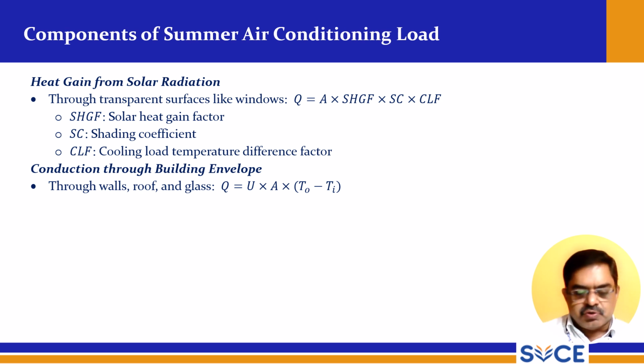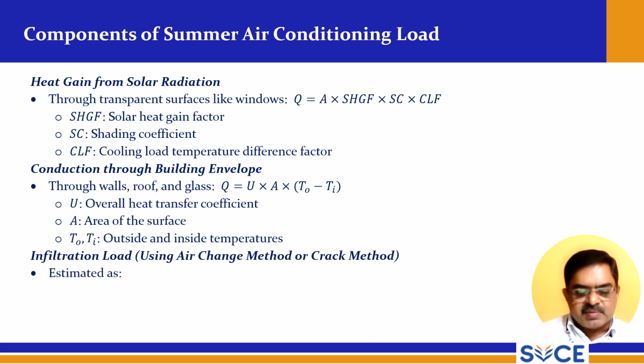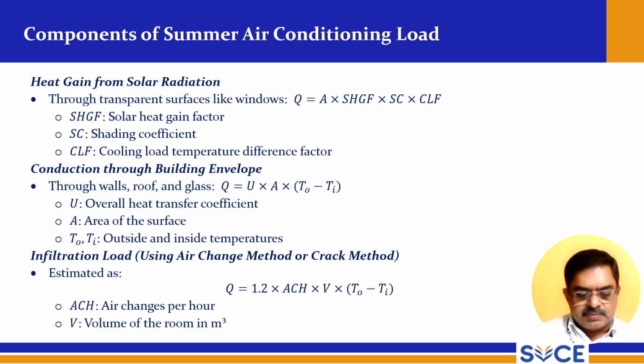Conduction through the building envelope, through walls, the roof and glass: Q is the heat transfer, equal to U into A into (T0 minus Ti). U is the overall heat transfer coefficient, A is the area of the surface, and T0 and Ti are the outside and inside temperatures. Infiltration load, using the air change method or crack method, is estimated as Q equal to 1.2 into ACH into V into (T0 minus Ti). ACH is air changes per hour, and V is the volume of the room in cubic meters.